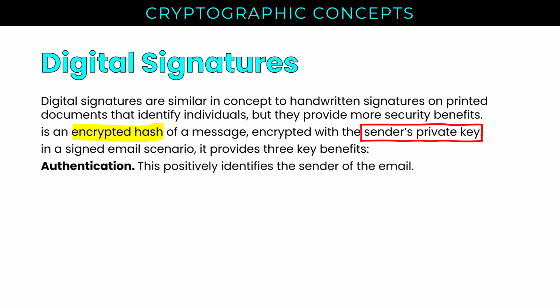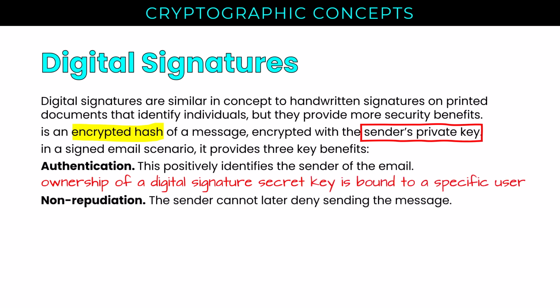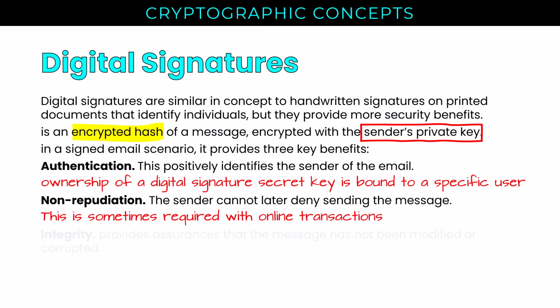Authentication. It positively identifies the sender of the email. Ownership of a digital signature secret key is bound to a specific user. So that means we also get non-repudiation. The sender cannot later deny sending the message. This is sometimes required with online transactions, and the fact that that digital signature secret key is bound to that user gives us non-repudiation. And integrity.